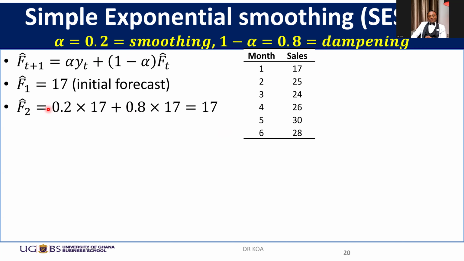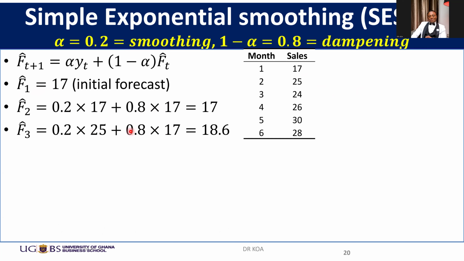So take note, you just need that. Now, what is the current period, the YT? The YT is 25. Sorry, we are doing this for F2, so the current period is 17. The forecast is what you had from F1, which is 17. So you multiply the 0.8 by the 17, and when you take this, you are going to get 17. You're going to notice that F1 and F2 give you the same value.